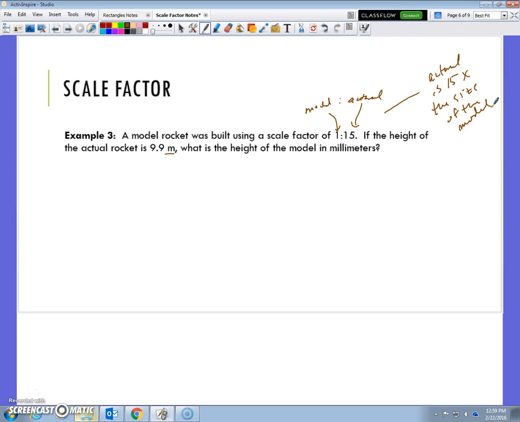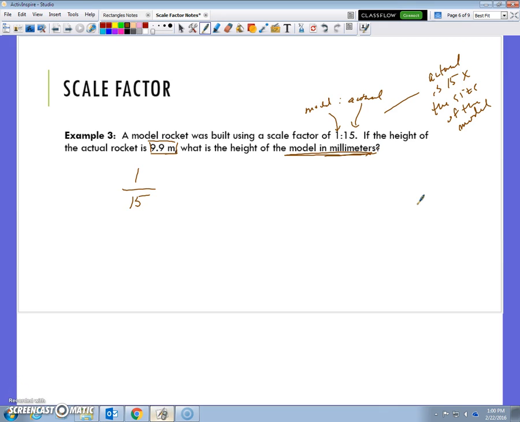All right, and so we have this fraction, 1 to 15. Okay, so every 1 centimeter, it's 15 centimeters. For every 1 meter, it's 15 meters. But in this case, it says that the height of the actual rocket is 9.9 meters. What is the height of the model in millimeters? So first thing I need to do is figure out, I'm looking for the model's units. I need to know how many millimeters are in a meter.